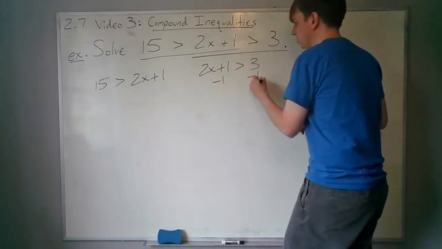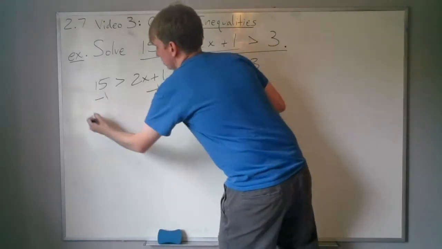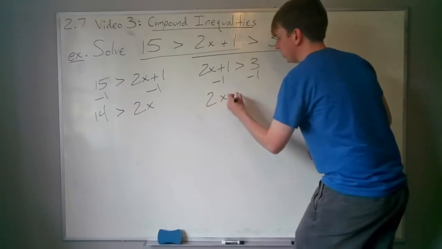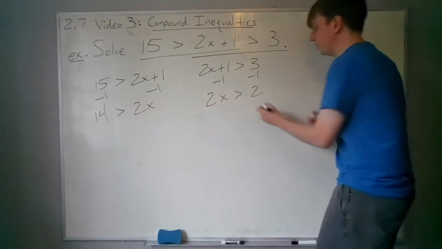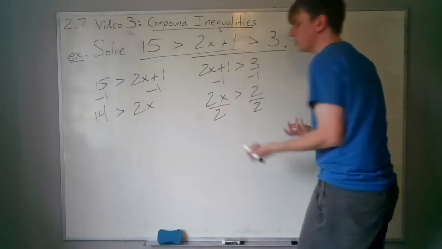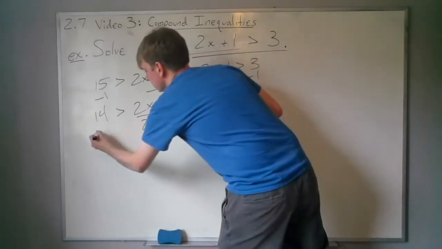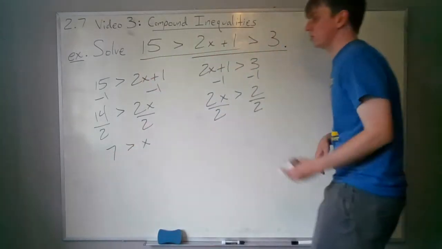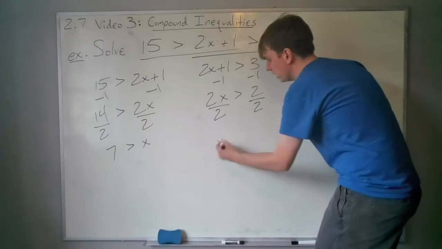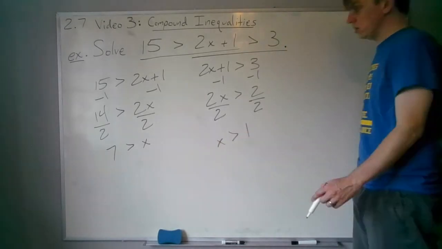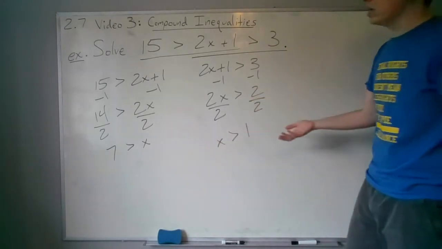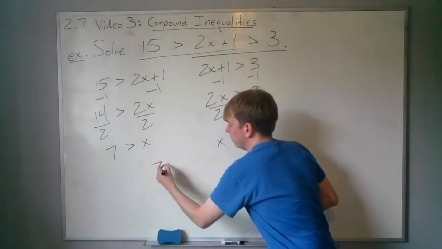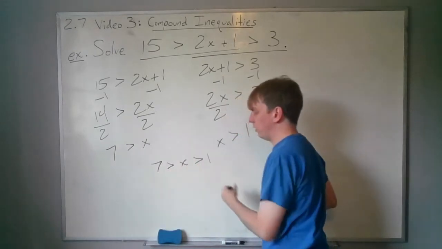So subtract 1, 14 is greater than 2x, and 2x is greater than 2. Divide everything by 2. That's a positive number, so I don't have to worry about flipping the inequalities. And we get x is smaller than 7, or 7 is bigger than x. And over here we get x is bigger than 1. Okay, so I should combine my answer as a compound inequality the same way the original was. 7 is bigger than x is bigger than 1. That would be my answer.